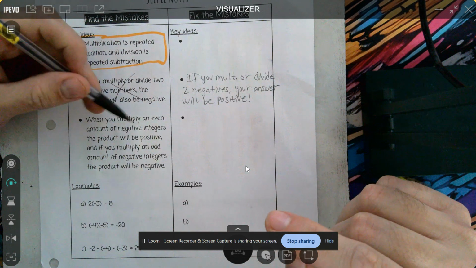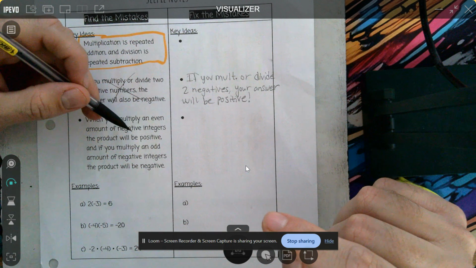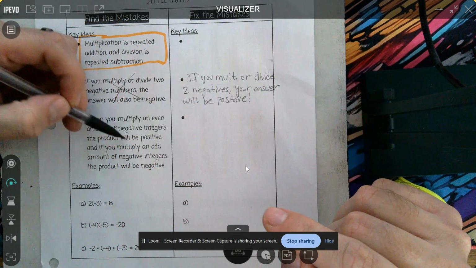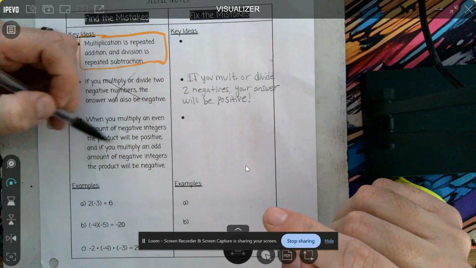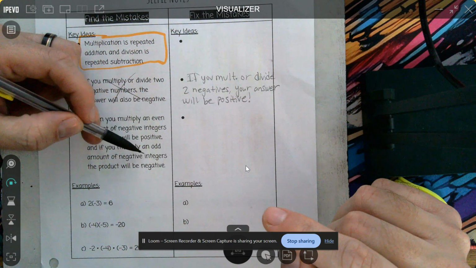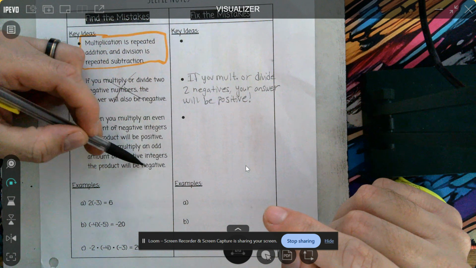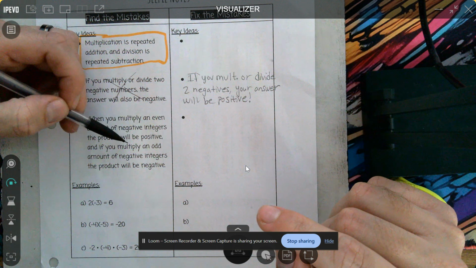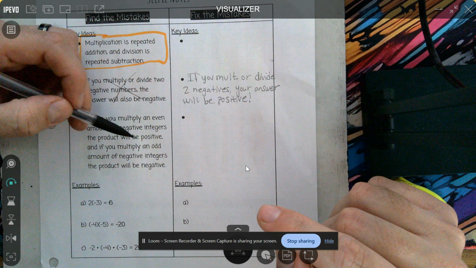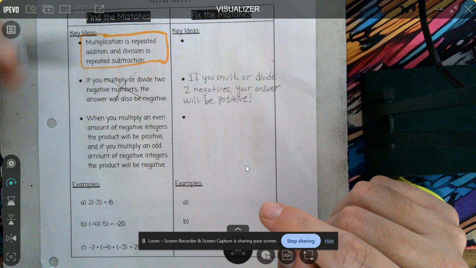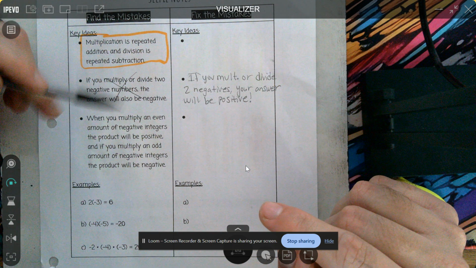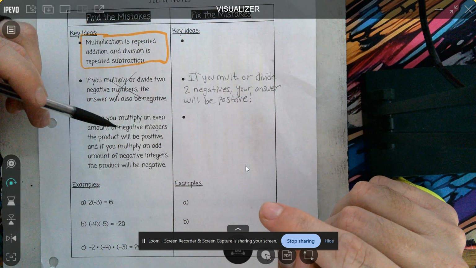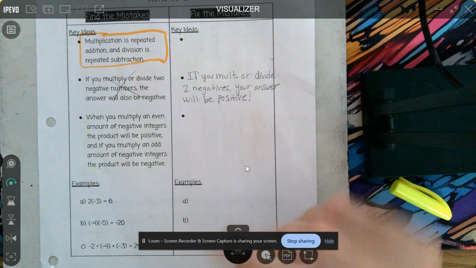When you multiply an even amount of negative integers, the product will be positive. So that means if you're multiplying two negative numbers together, the answer will be positive. And if you multiply an odd amount of negative integers, the product will be negative. So if you're multiplying an even amount of integers, that could be 2, 4, 6, 8, it'll always be positive, and negative if you have an odd amount of integers. That is true. I'm going to give you an example here in a second.